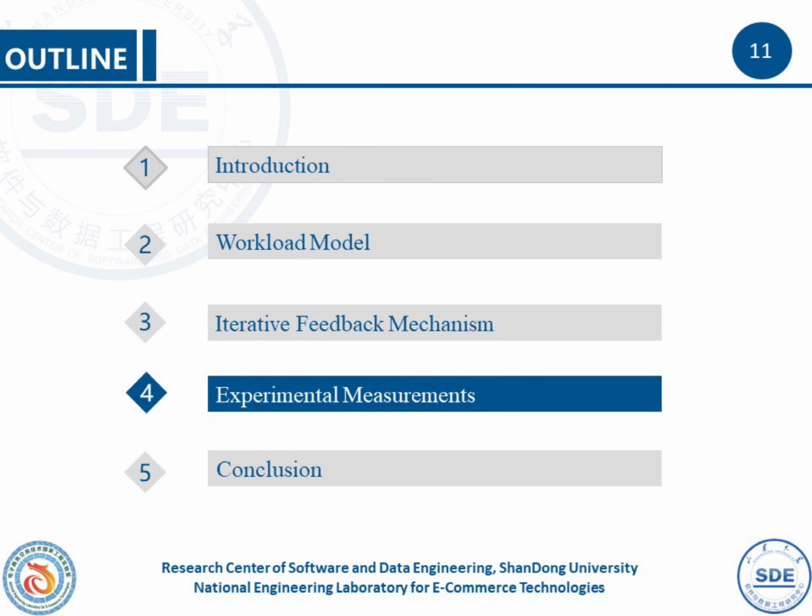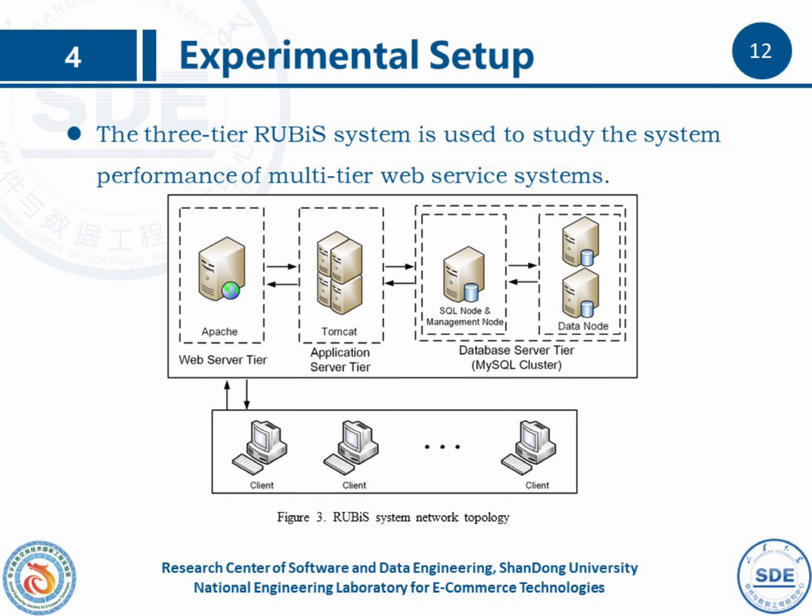Next is experimental measurements. I first introduce the experimental setup. We use the rule-based system as our testing environment. The rule-based system is based on the properties of the eBay auction web service system and can be used to study the performance of multi-tier web service systems.